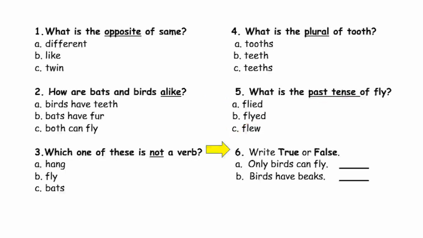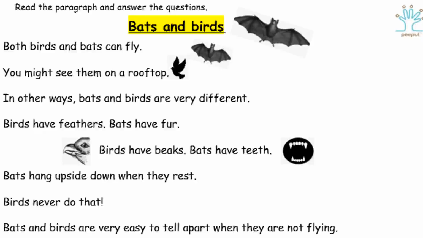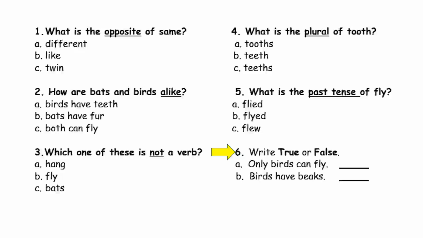Let's read the last question. The last question is, write true or false. I will write true for the sentences that are correct and false for the sentences that are wrong. So let's read the first sentence. The first sentence is, only birds can fly. Is this a true sentence? Let's look in the passage. Both birds and bats can fly, which means our first sentence is wrong. So I can write false in front of the first sentence.